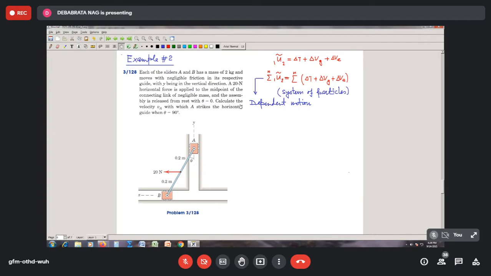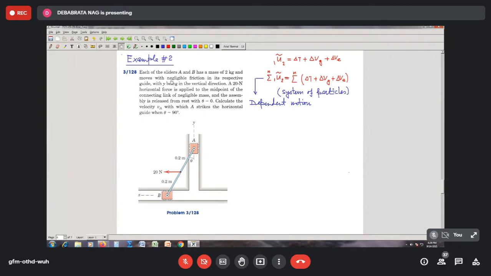We need to calculate the velocity vA of the slider A. This is the velocity with which it strikes the horizontal guide when theta becomes equal to 90 degrees. That means when the entire thing has fallen down here, this is the horizontal guide we get. And we need to calculate at what velocity it will come and strike this position.